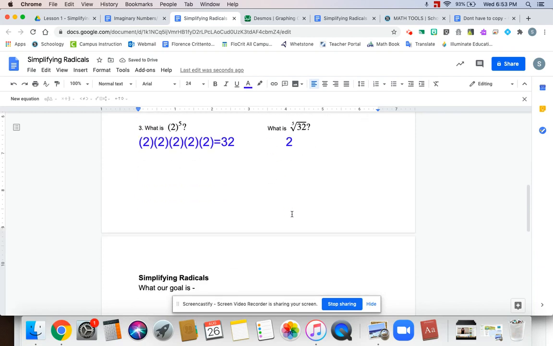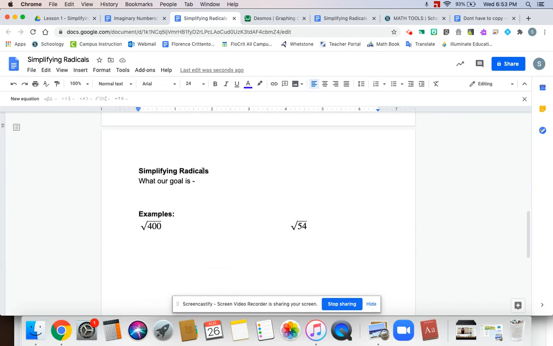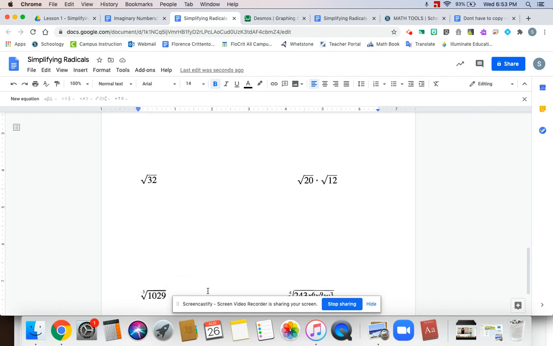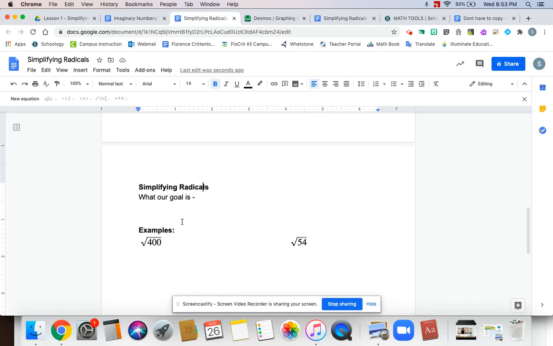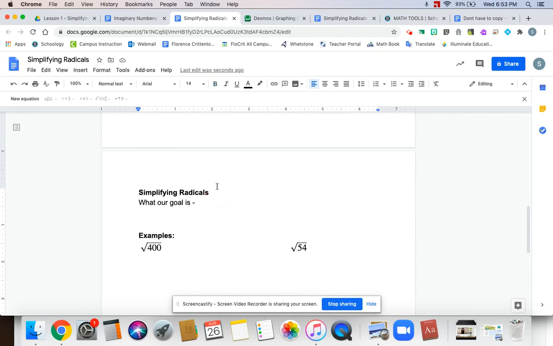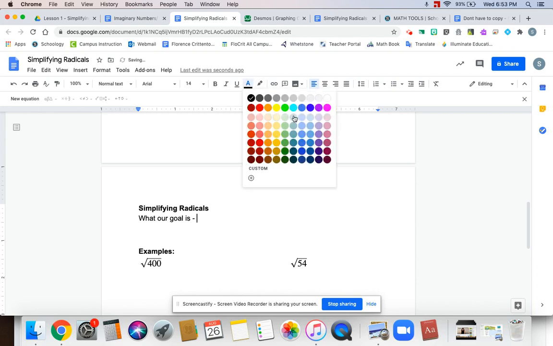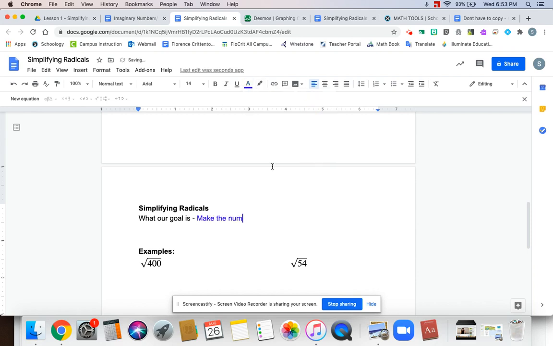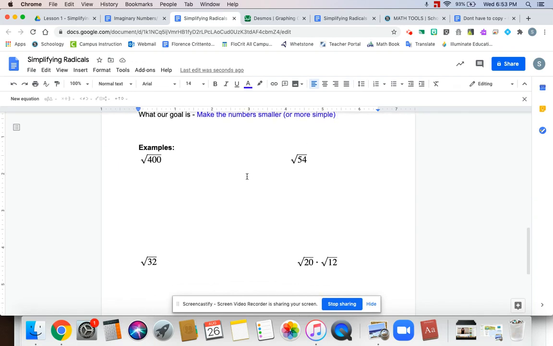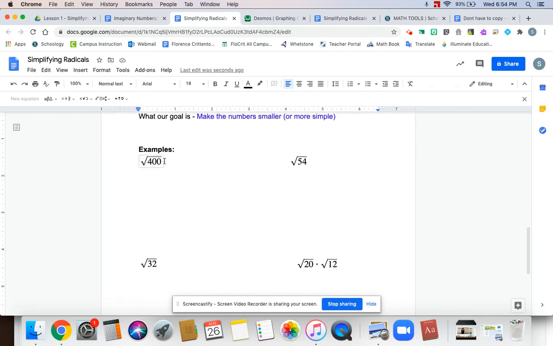So our whole goal of this is to simplify these radicals. So all of these are radicals because as long as there's any type of root in them, it's a radical. And when we simplify them, our goal is to make the numbers smaller or more simple. Like the square root of 400, for example. So it's a square root, so what times itself twice is 400? I don't know what number times itself twice is 400.